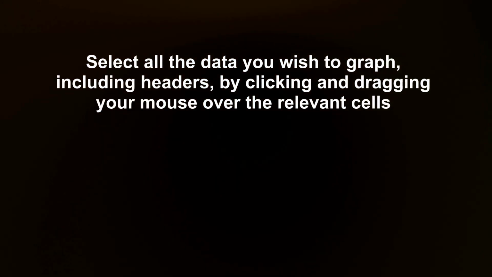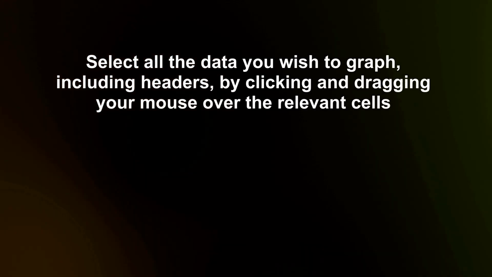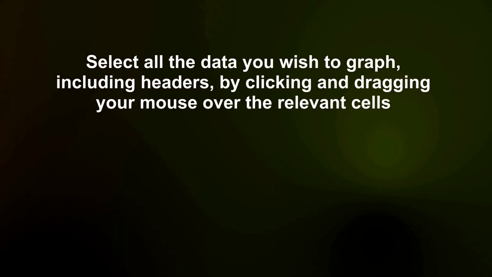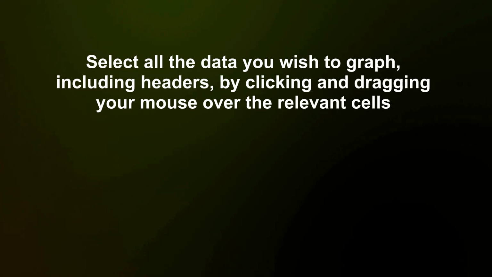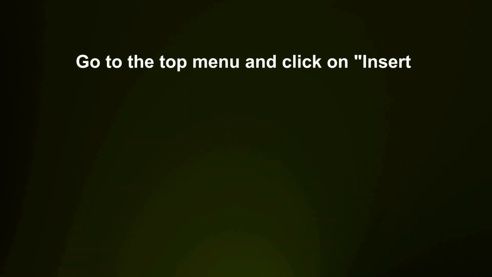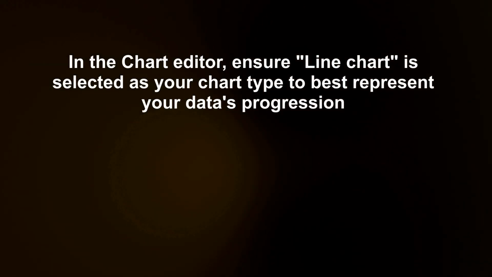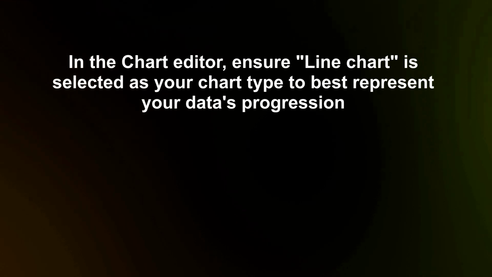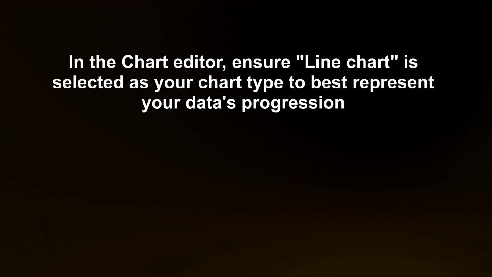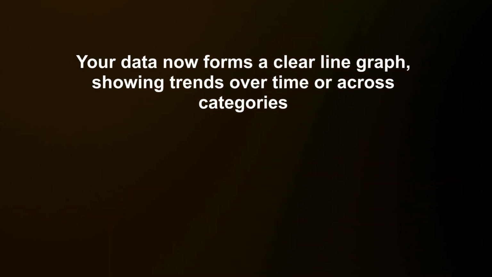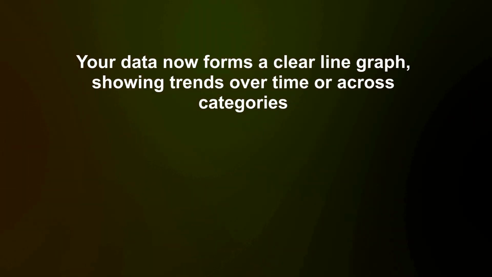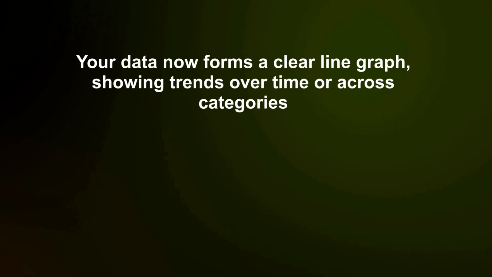Select all the data you wish to graph, including headers, by clicking and dragging your mouse over the relevant cells. Go to the top menu and click on Insert. From the available options, choose Chart. In the chart editor, ensure Line Chart is selected as your chart type to best represent your data's progression. Your data now forms a clear line graph, showing trends over time or across categories.